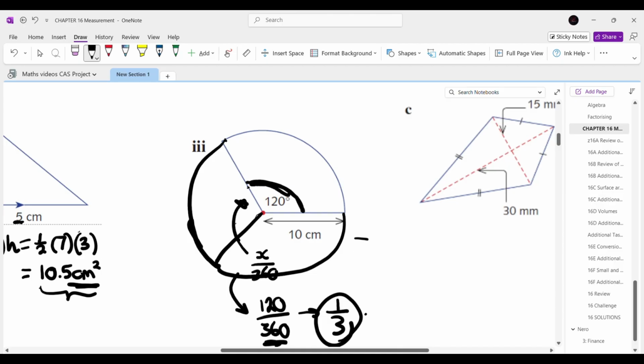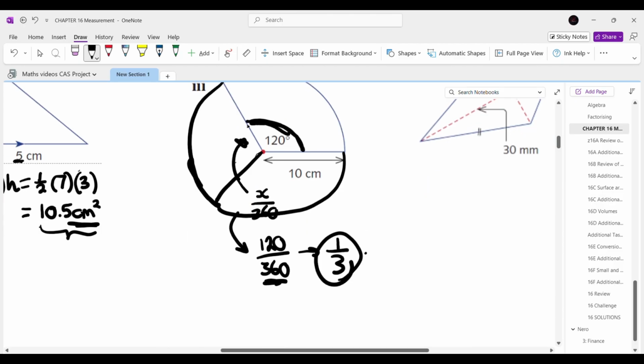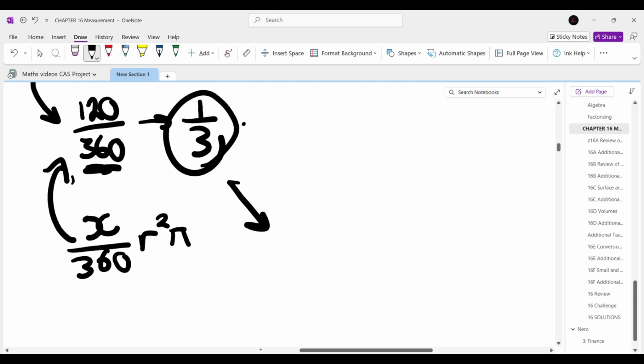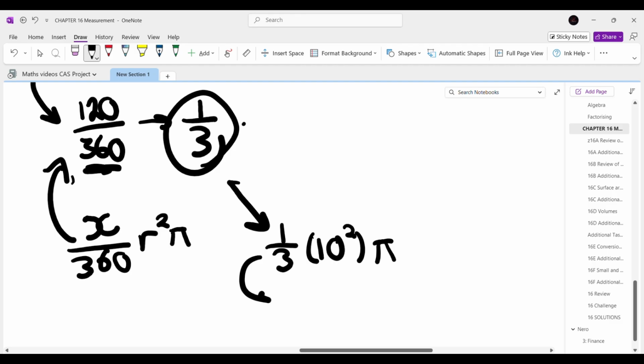So, when you're trying to calculate the area of a particular sector, it's just x, your amount in degrees, over 360, multiplied by r squared pi. Now, obviously, going back to what we had, it simplifies down to 1/3. So we just do 1/3 times r squared, which in this case is 10. So 10 squared pi, which is equal to 1/3 times 100 pi. So it's just 100 over 3 times pi.